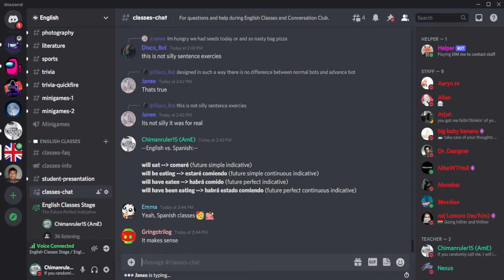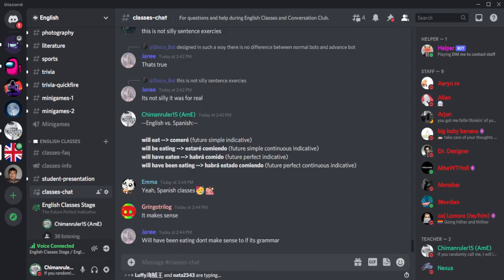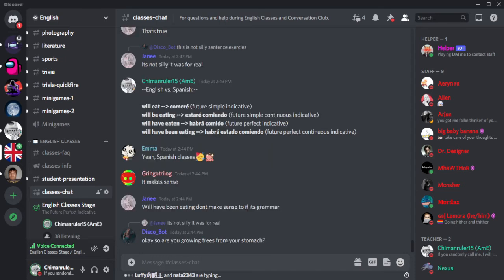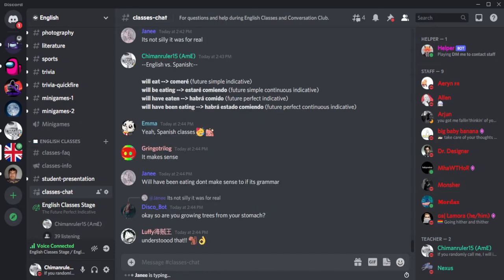But these progressive forms are not used very much in English, and they're used even less in Spanish. But anyway, that's how you do it. So hopefully that makes the tenses here a little clearer.